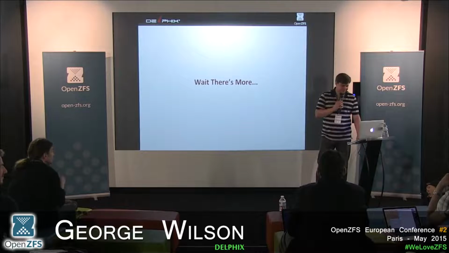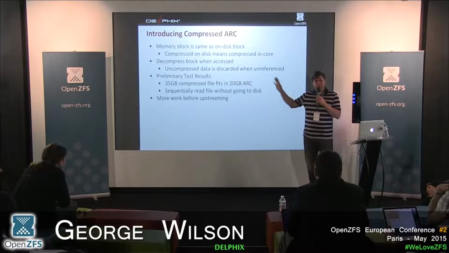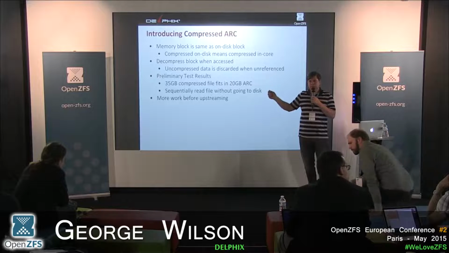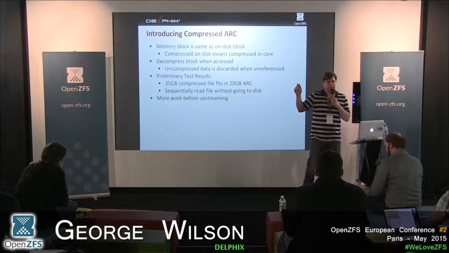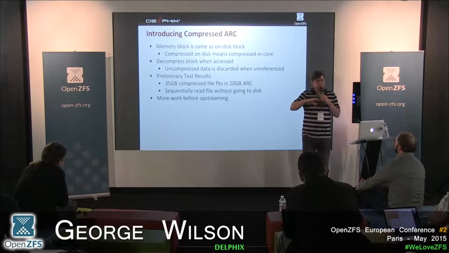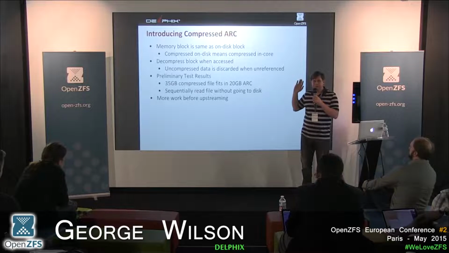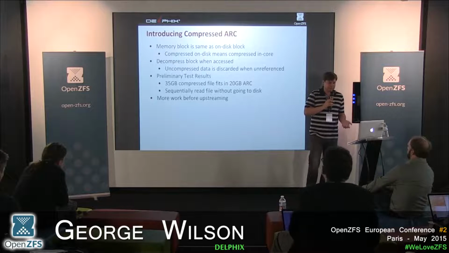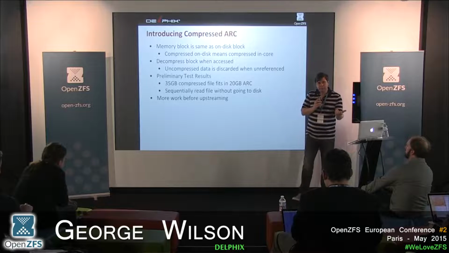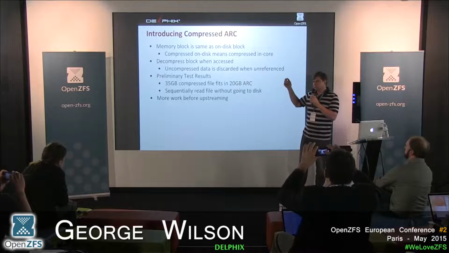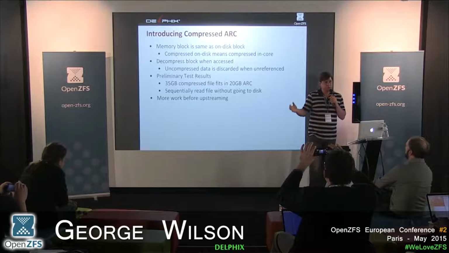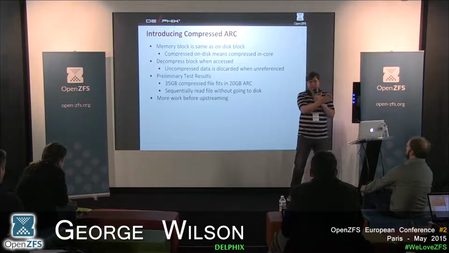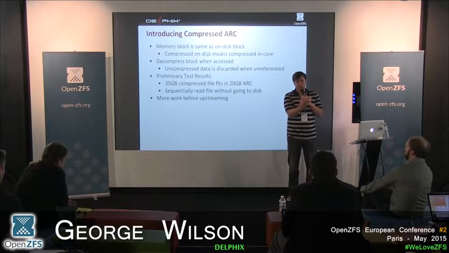There's actually more. I don't have a lot of slides on this, but I know Matt mentioned it. We did want to announce compressed ARC, which is actually functional and in our internal repo, and that has been completed. As Matt mentioned earlier, compressed ARC effectively mimics the compression that you're using on disk. So if you're using gzip9 on disk, you effectively have a gzip9 compressed version of the block in memory.